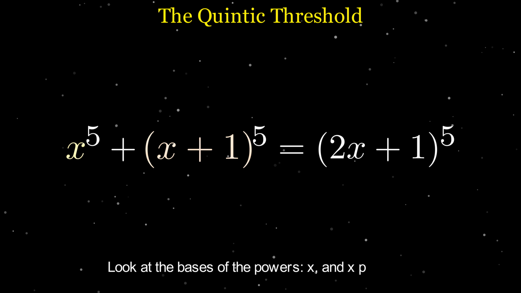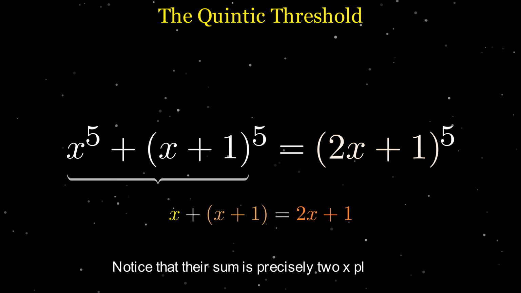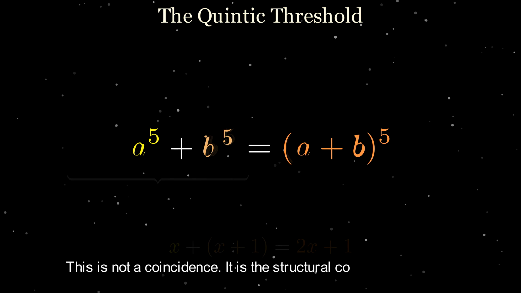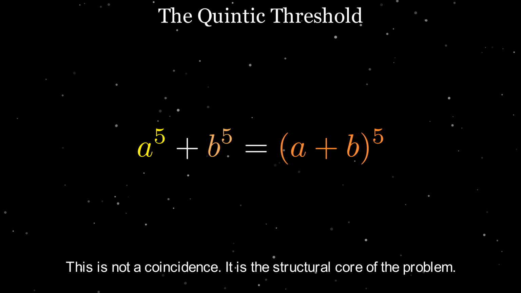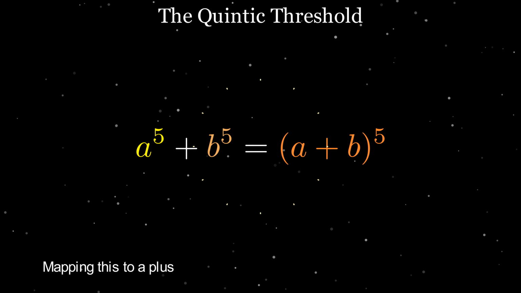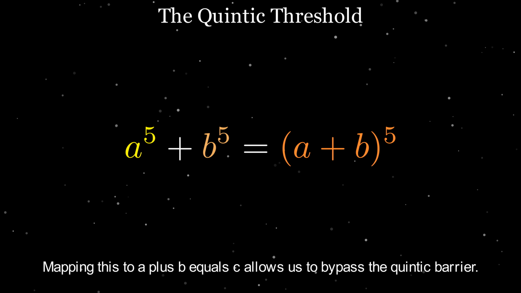Look at the bases of the powers, x and x plus 1. Notice that their sum is precisely 2x plus 1. This is not a coincidence. It is the structural core of the problem. Mapping this to a plus b equals c allows us to bypass the quintic barrier.